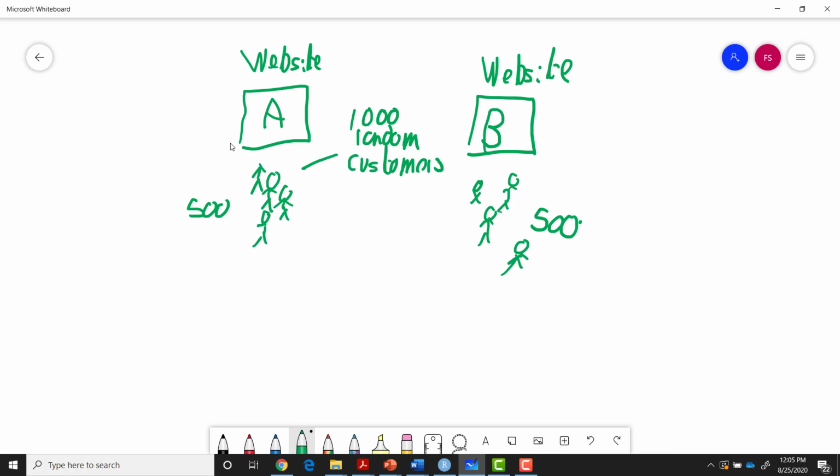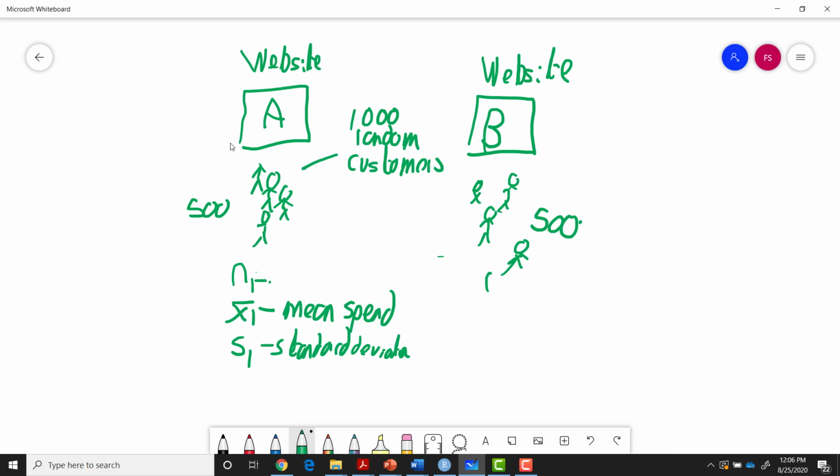So imagine this, we actually calculate the profit per visit for each of these people. So we have N1, which is the number of people who visit the first website. We have X bar 1, which is going to be my mean spend. We're going to have S1, which is the standard deviation. And exactly the same for website 2. We've got N2, X bar 2, and S2.